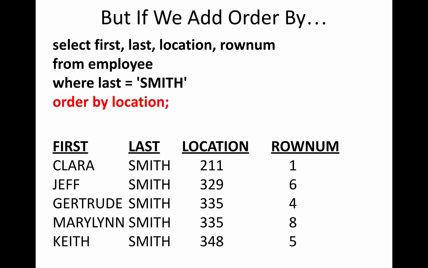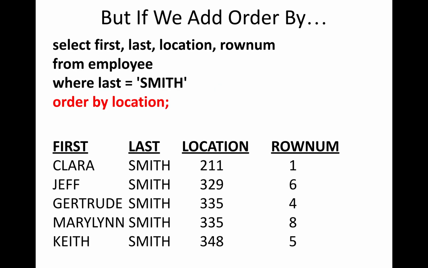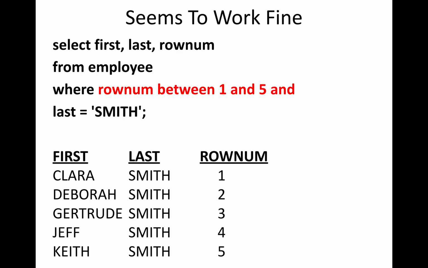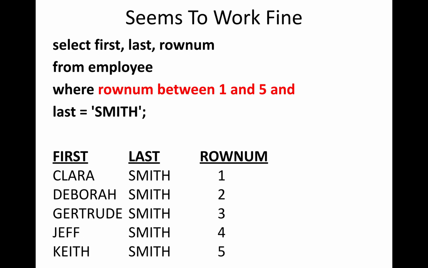then obviously these change a little bit. Clara, Jeff, Gertrude. Wait, but if we add ORDER BY, notice that the ordering is different. You get 5 different folks. Now you have Clara, Jeff, Gertrude, Marilyn, and Keith. I believe Marilyn was not in there before. And the row numbers are all screwed up. They're not in the ordering that you would expect, that they were nicely ordered here.